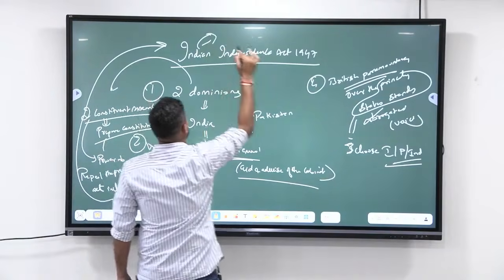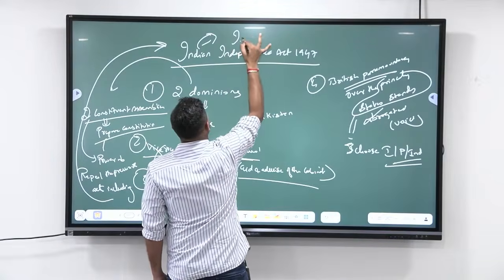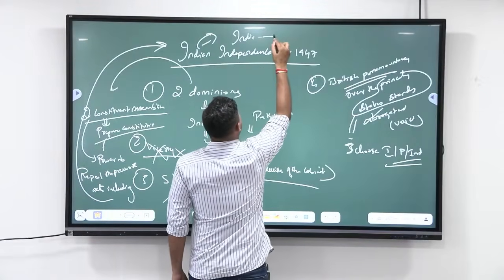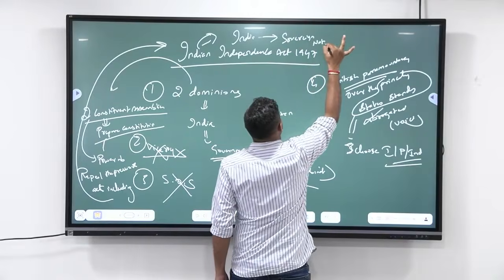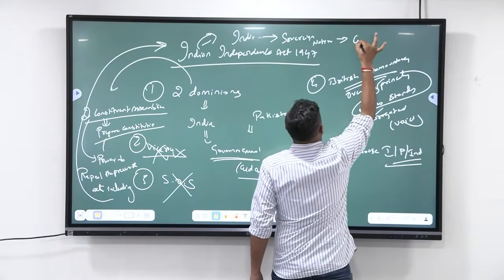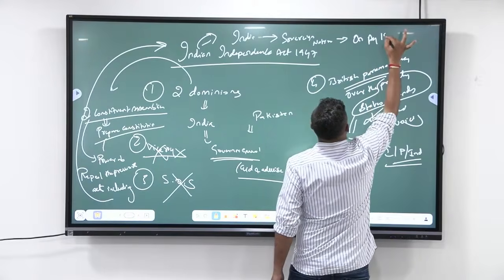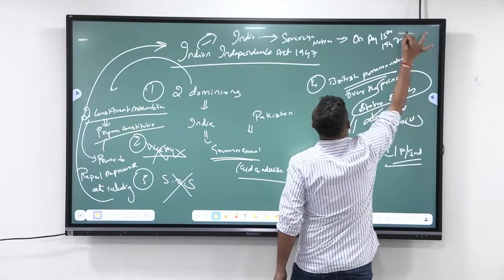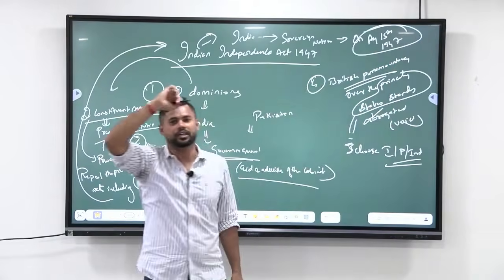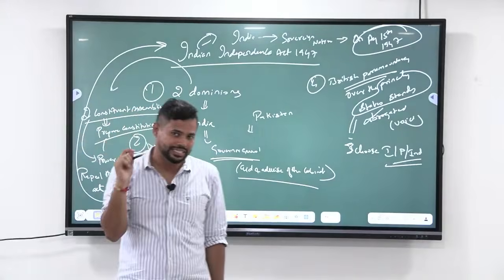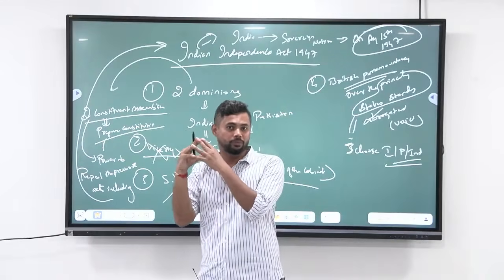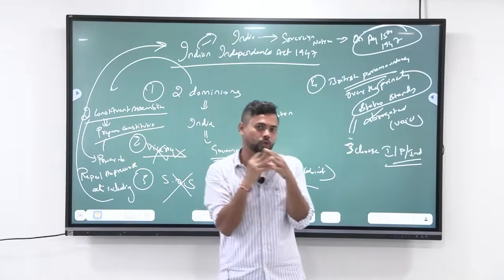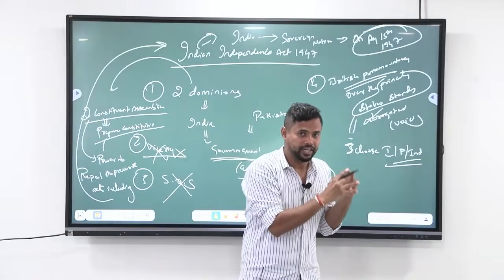Overall, this Indian Independence Act 1947 declares India to be a sovereign nation on August 15th, 1947. So with that, we get our independence and India becomes a sovereign nation. So this is the evolution of the governance structure from the Regulating Act of 1773 to the Indian Independence Act of 1947.